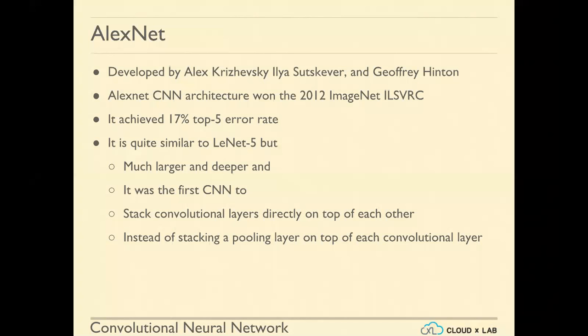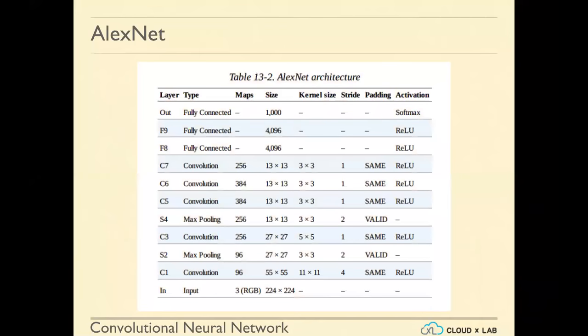It is quite similar to LeNet, but much larger and deeper, sorry. So AlexNet was an extension of LeNet. It was much larger and deeper, and it was the first CNN to stack convolution layers directly on top of each other instead of using a pooling layer. So instead of using convolution and pooling together, it basically stacked convolution layers on top of each other. This is how it looks.